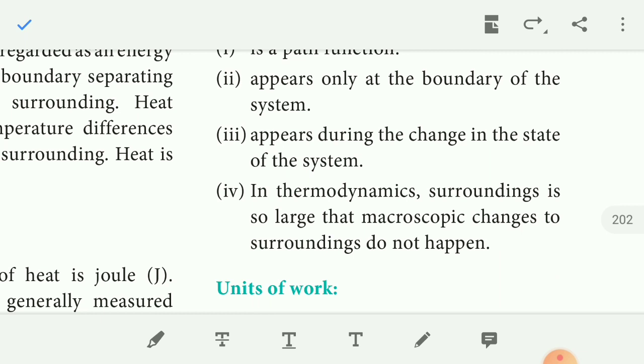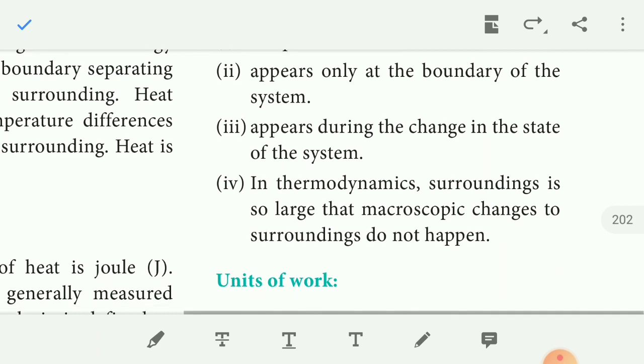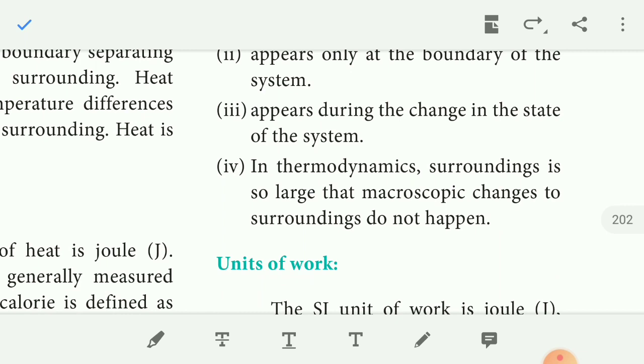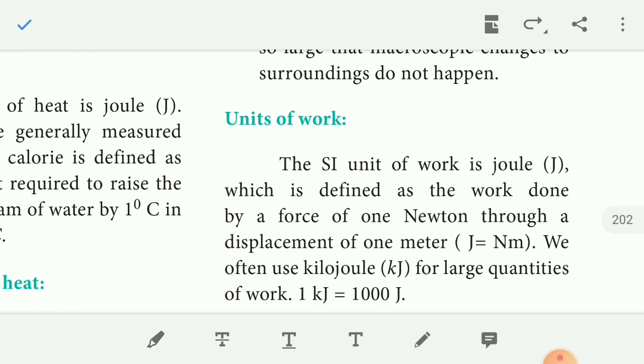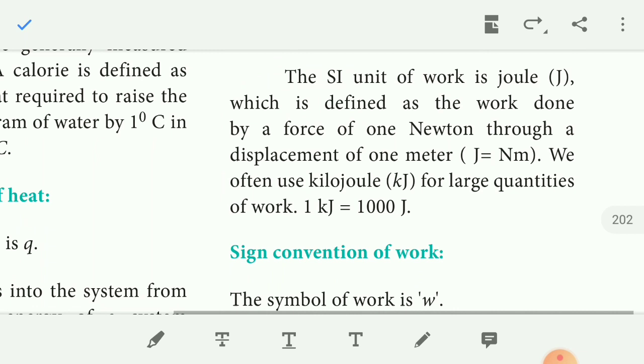So what is the work? It's a path function, appears only at the boundary of the system, appears during change in the state of the system. The surroundings are so large that macroscopic changes to the surroundings do not happen. What is the unit of work? The unit of work is the joule, that is J, which is defined as work done by a force of 1 Newton through a displacement of 1 meter. So J equals Nm. We often use kilojoules, that is kJ, for large quantities of work. 1 kilojoule equals 1000 joules.